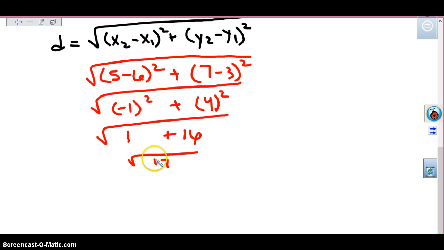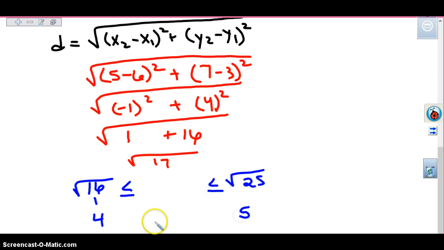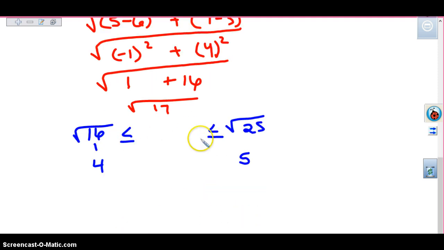Is the square root of 17 a perfect square? No. Can we approximate? We can approximate, more or less. So the square root of 17 falls between what and what? So between the square root of 16 and the square root of 25. We know that the square root of 16 is 4, and the square root of 25 is 5. So is 17 closer to 16 or 25? So we can approximate the square root of 17 to 4.